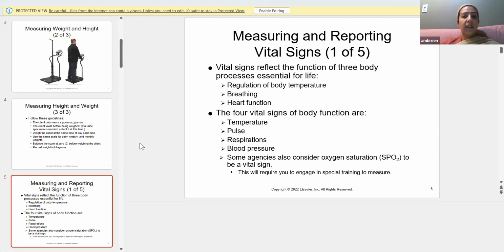Vital signs reflect the function of 3 body processes essential for life. 1, regulation of body temperature, which is very, very important. 2, breathing, SpO2, and heart function, which is our blood pressure. So when we talk about vitals, we talk about the patient's temperature, oxygen saturation level, and blood pressure. You might be saying, hey, why do we need to know about all these things?